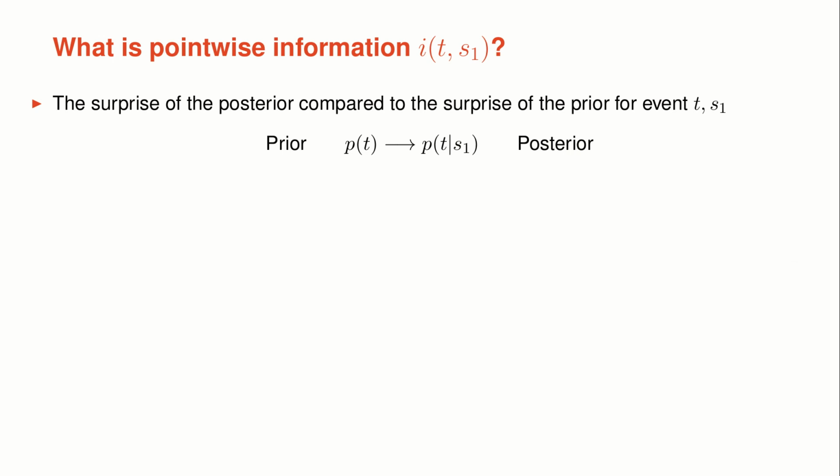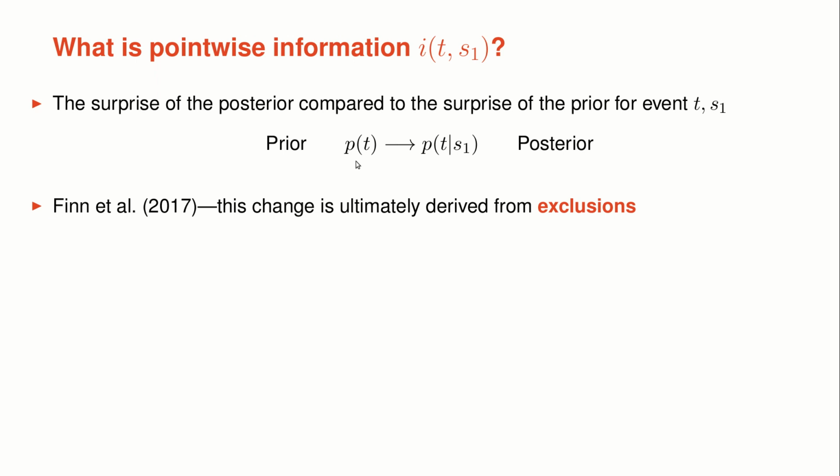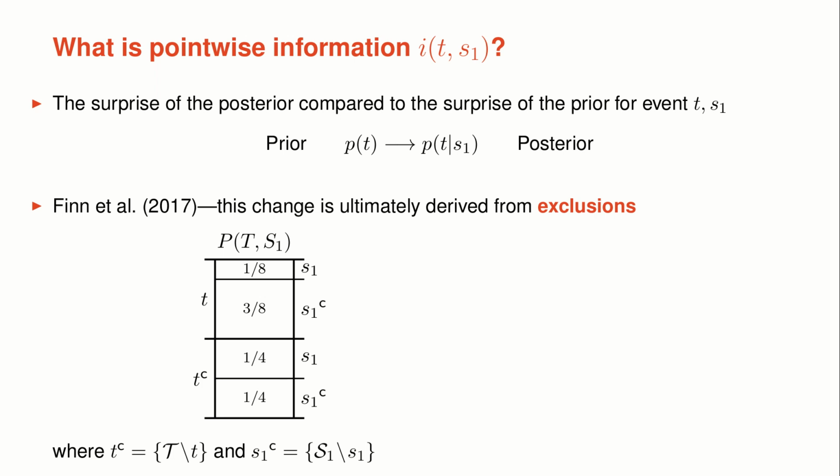To do that, we go back and think about what exactly pointwise information is. As I said before, it's basically about the surprise of the posterior compared to the surprise of the prior regarding the target. We realize that this change from the prior to the posterior is ultimately derived from exclusions in the probability mass space. So let's have a look at what we're calling probability mass diagrams here. We can draw up for the event space T and S1 a probability mass diagram. On this side, the lengths are proportional to the probability mass that we have for each event. So here, event T and S1 are the events that occur.